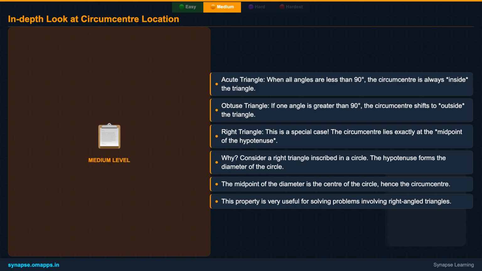The most special case is the right-angled triangle. Here, the circumcenter sits precisely at the midpoint of its hypotenuse. This happens because the hypotenuse of a right-angled triangle inscribed in a circle always forms the diameter of that circle, and the center of a circle is the midpoint of its diameter.